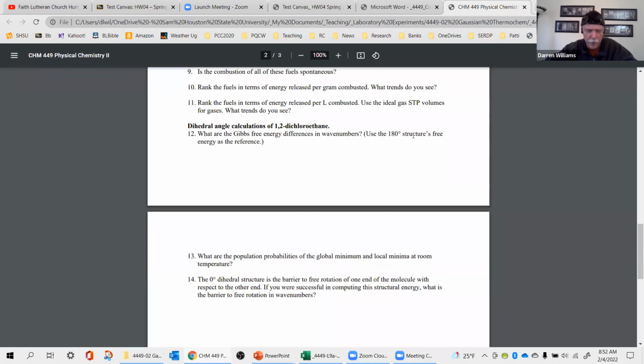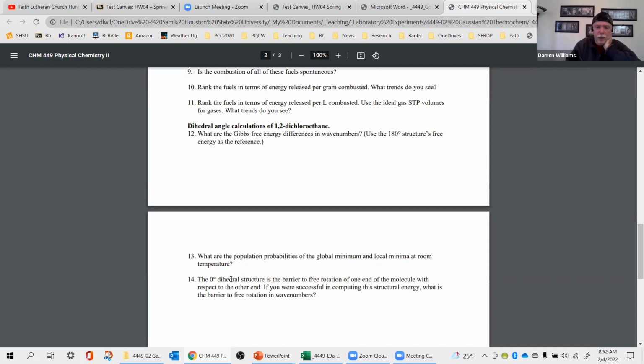Yeah, so you're setting the 180-degree structure free energy as the reference. That will be 0, and then you just take the difference to get the local minimum ones. And then you do your partition function, because you've got a 2-level system now. You can calculate it that way. You calculate your probabilities.